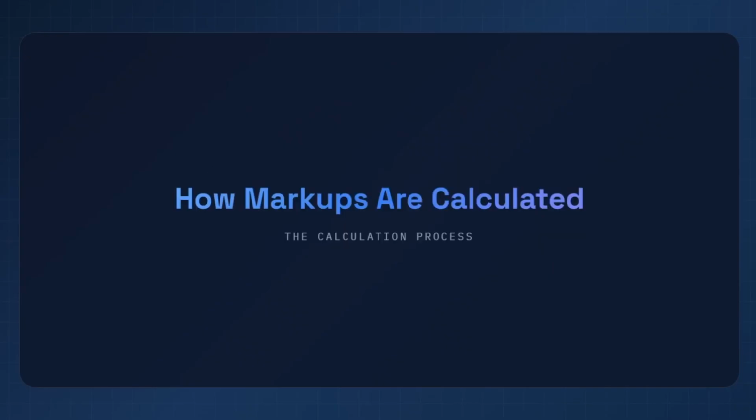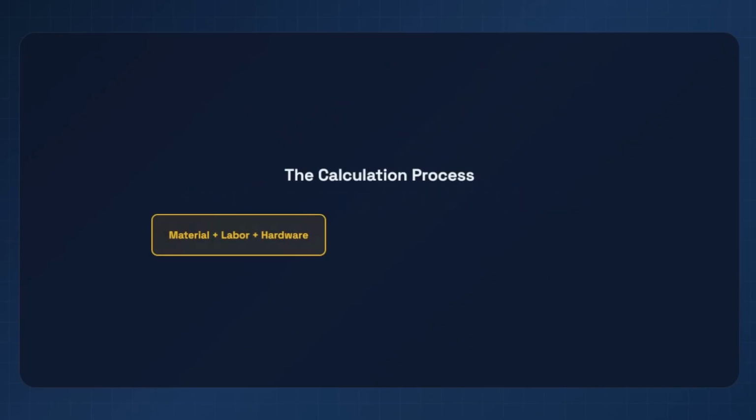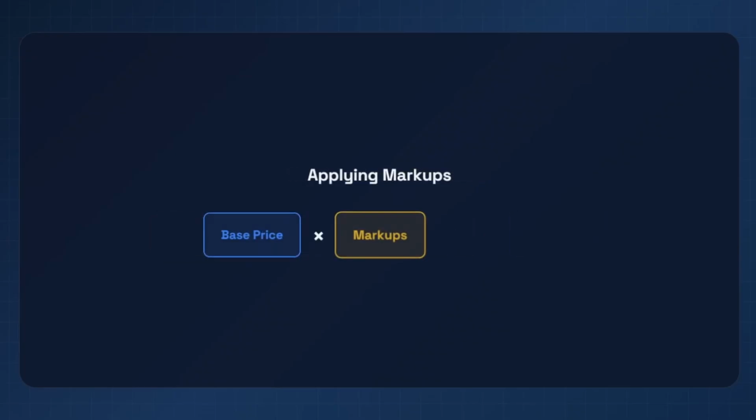Now that you understand why markups work this way, let's look at how Quickbid calculates them. Quickbid first adds up your costs, material, labor, and hardware, then multiplies by the profit overhead factor to get the base price. Markups are applied after this calculation.